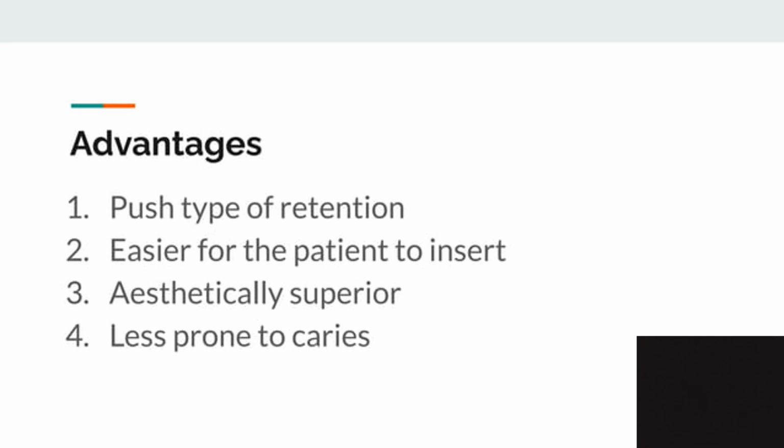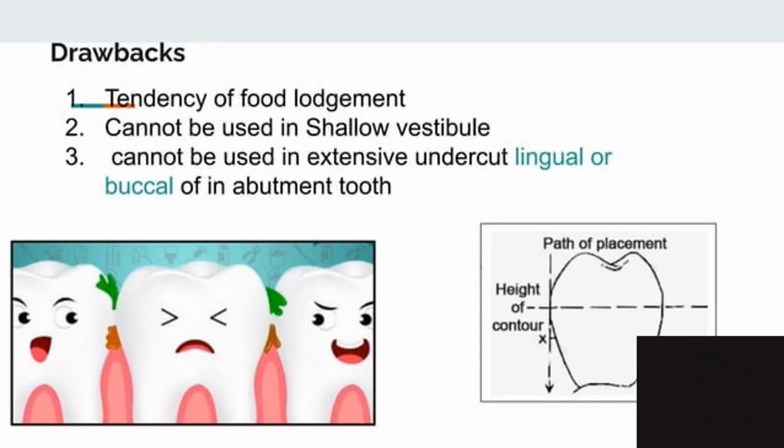The advantages of the I bar system are the push type of retention, easier insertion for the patient, superior aesthetics, and less proneness to caries. The drawbacks are the tendency of food lodgement, it cannot be used in a shallow vestibule, and it cannot be used in extensive undercuts, lingual or buccal, on the abutment teeth.